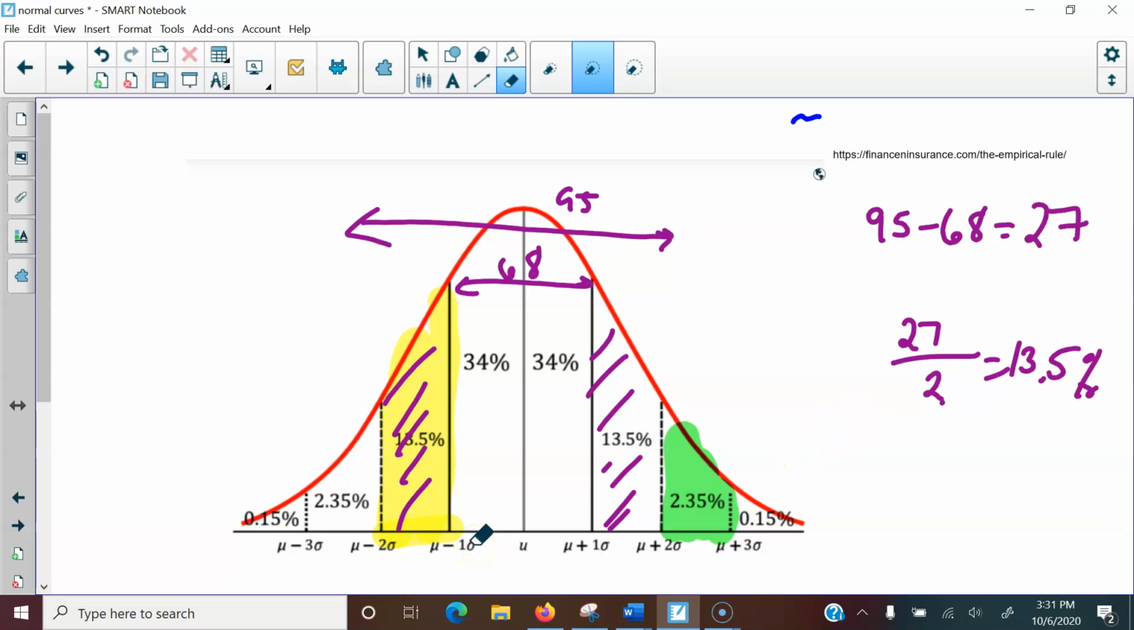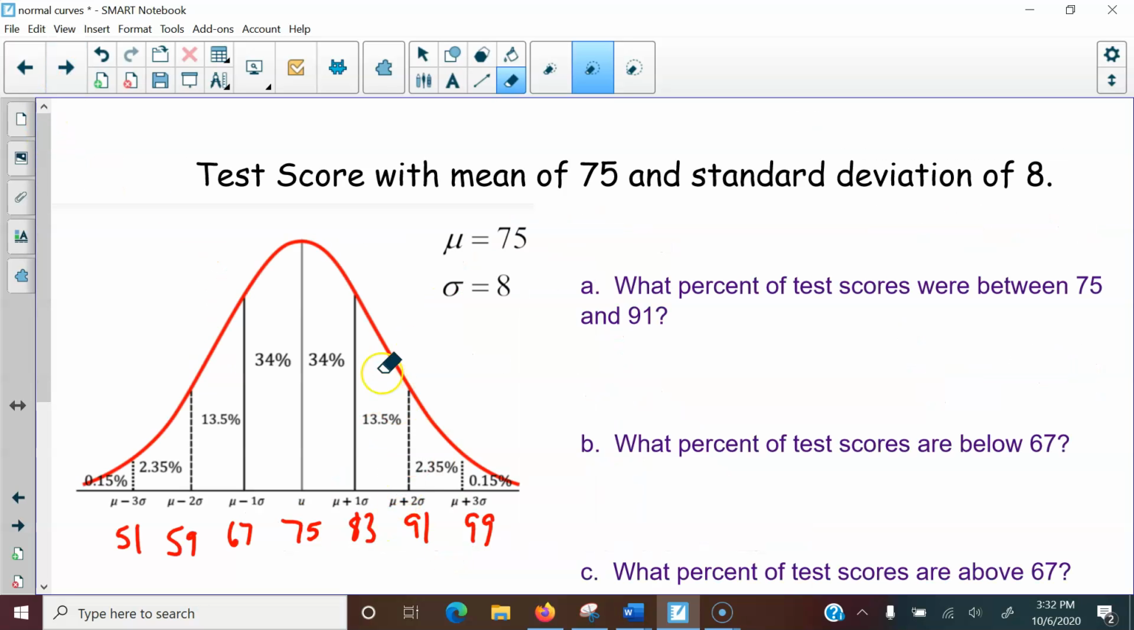This figure is very useful in solving the normal distribution problems that ask for percents between values that are on standard deviations. For example, here I've got a test score with a mean of 75 and a standard deviation of 8. This is the same figure we saw before. For the mean, I've got a 75. If I go up one standard deviation, that's at 83. Up another standard deviation, that's at 91. And up 3 standard deviations is 99. So I could read this as 0.15% of the test scores were above a 99.